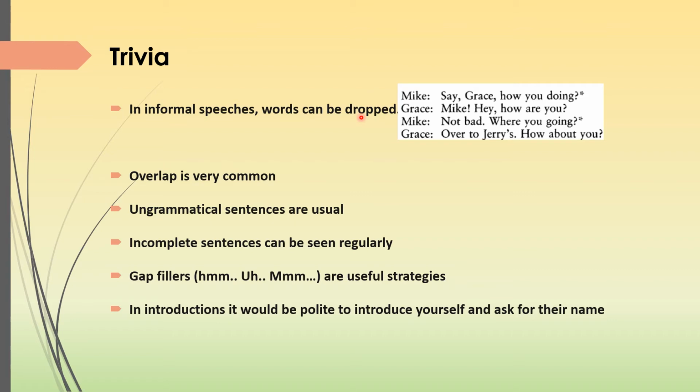And incomplete sentences can be seen regularly. Yes, as there is lots of overlapping in there, you can have lots of incomplete sentences. Maybe the speaker doesn't want to continue, maybe the speaker starts new sentences, so those are the reasons incomplete sentences can be seen regularly.